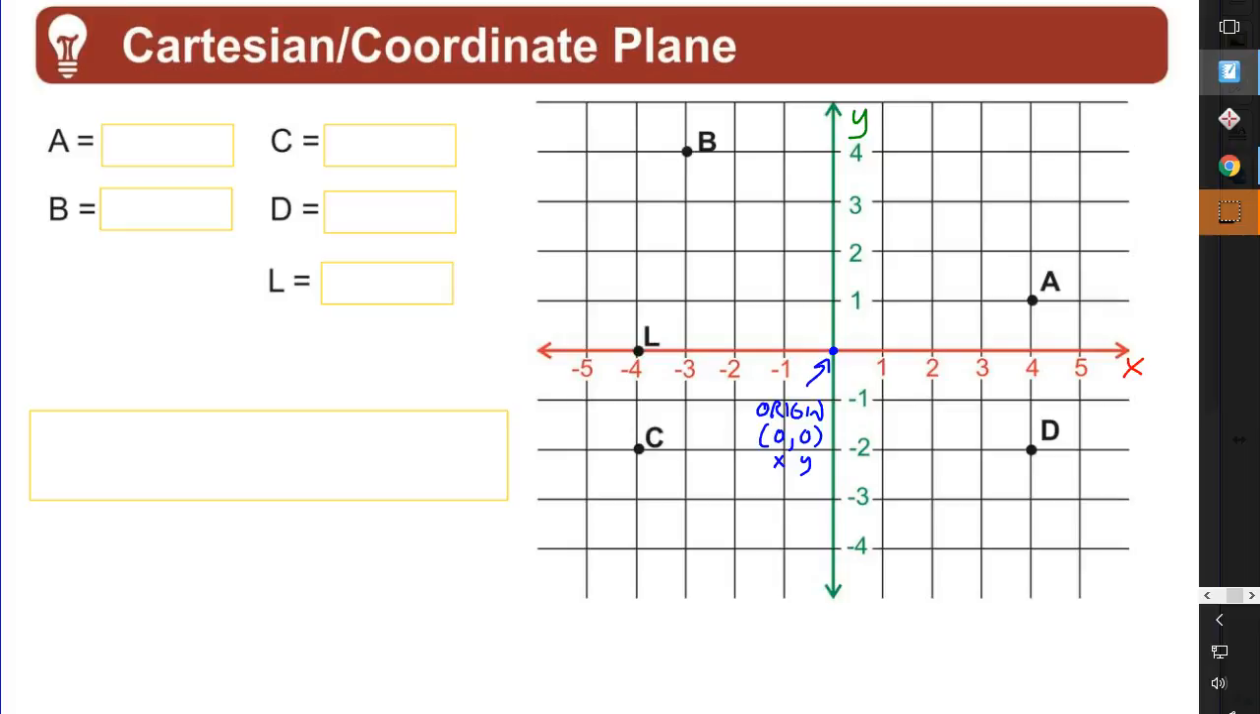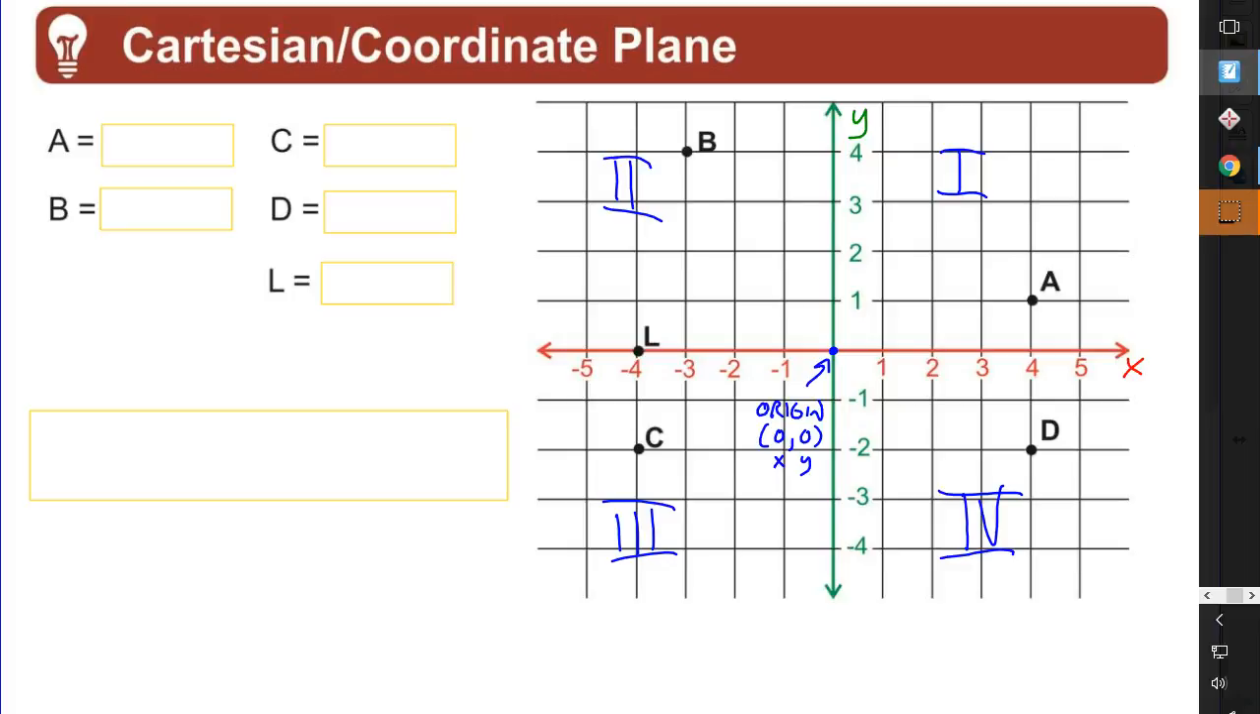Also, these two axes break up the plane into four quadrants. Quad 1, where would you put it? Hope you're thinking upper right. Quad 2 is upper left. Quad 3, bottom left. And quad 4 is bottom right. Okay, and we usually use Roman numerals to show our quadrants.